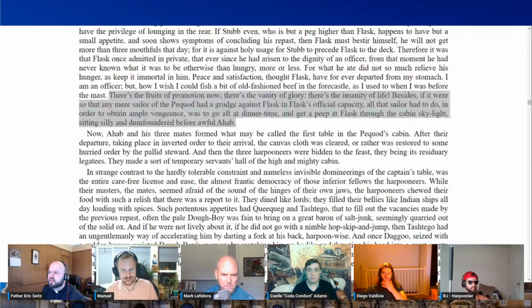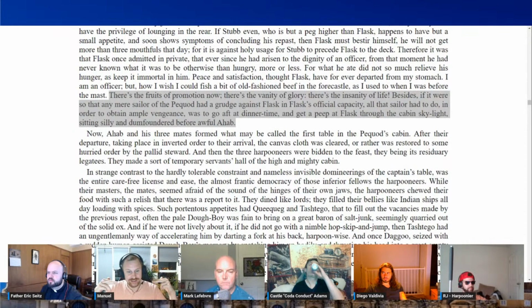Okay, so association: butter, anointing. He's not getting anointed. And that's described here. "They're the fruits of promotion now. There's the vanity of glory. There's the insanity of life. Besides, if it were so that a mere sailor of Picard had a grudge, he would only have to look through the cabin skylight." So there's a sense that the promised thing, of a high society or the elite, is not manifesting in the lower class of the elite, and that they're suffering more so than the lower class itself.